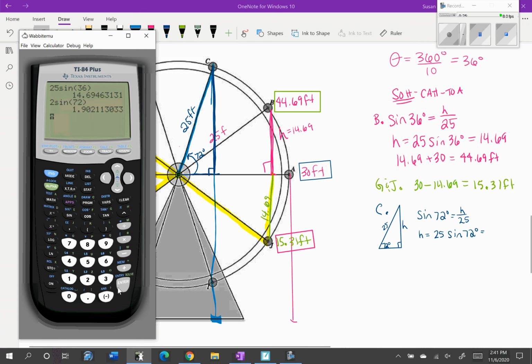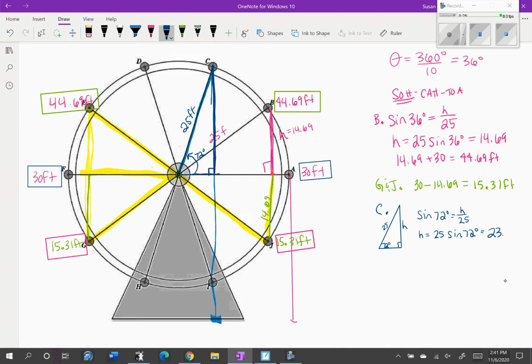Didn't do the 25, I accidentally did 2. So let's try that again. So 25 times the sine of 72 degrees, and that gives us 23.78 feet.